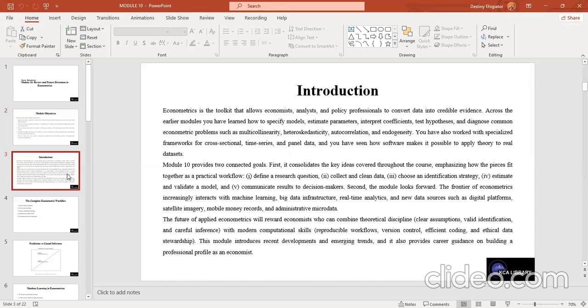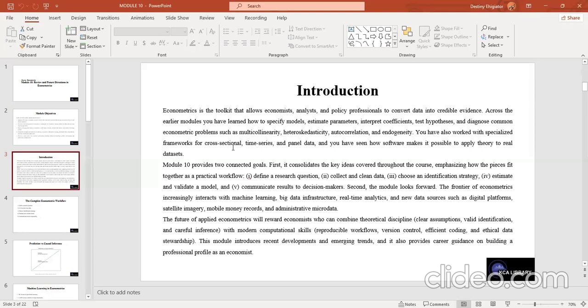By way of introduction, econometrics is the toolkit that allows economists, analysts, and policy professionals to convert data into credible evidence. Across the earlier modules, you have learned how to specify models, estimate parameters, interpret results, test models, and diagnose common economic problems, such as multicollinearity, heteroscedasticity, autocorrelation, and endogeneity. We have also worked with specialized frameworks for cross-sectional, time series, and panel data. And you have seen how software makes it possible to apply theory to real data sets.